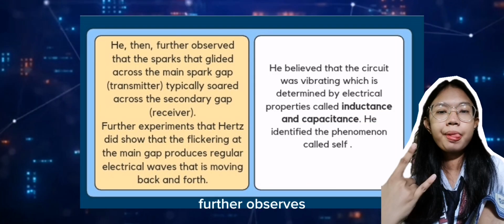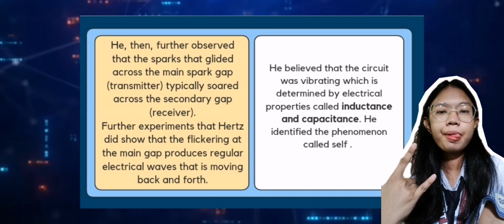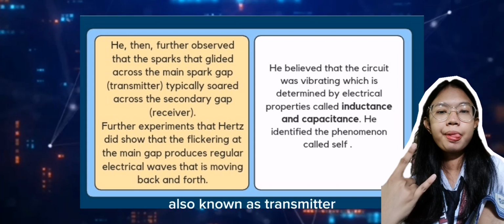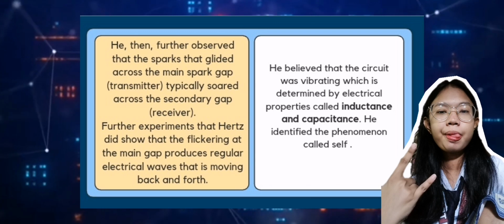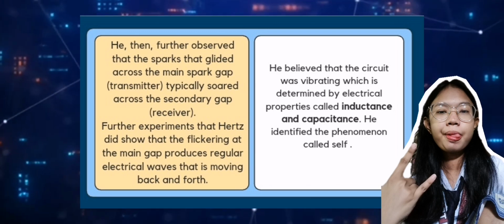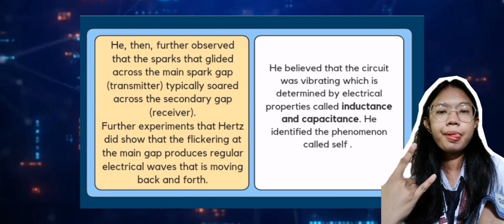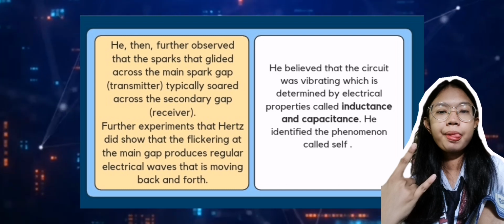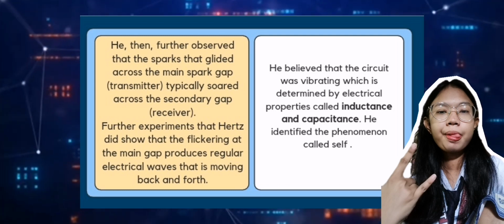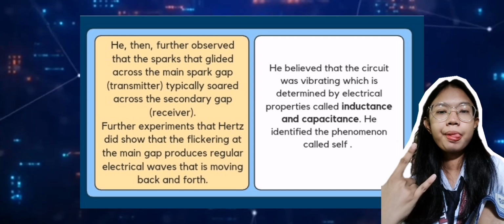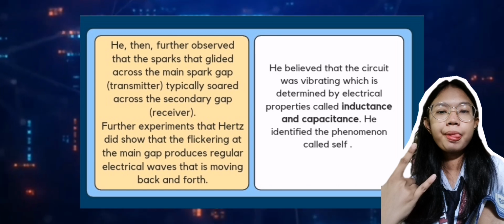He then further observed that the sparks that glided across the main spark gap, also known as the transmitter, typically soared across the secondary gap, or receiver. Further experiments with Hertz did show that the flickering at the main gap produces regular electrical waves that move back and forth.